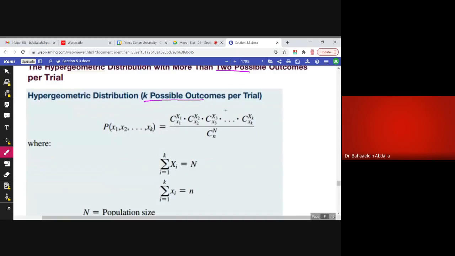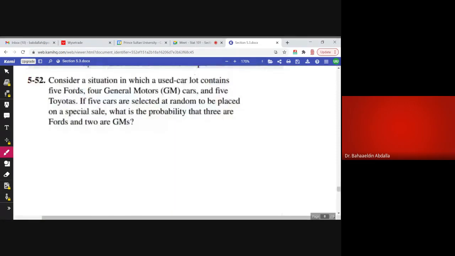In fact, it is just an extension of the formula. You add here how many groups you have. You multiply by the number of groups. So let us immediately consider an example. Consider a situation in which a used car lot contains 5 Fords, 4 General Motors, and 5 Toyotas. So here in this car lot, we have 3 different groups, not 2. So if you select a car, there are not 2 outcomes, but 3 outcomes in this case.